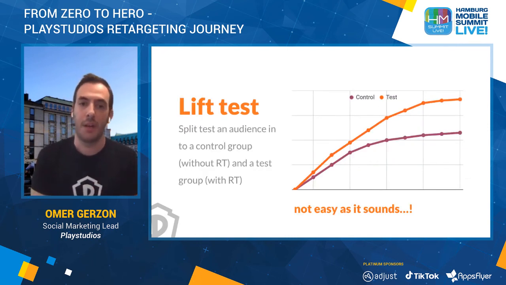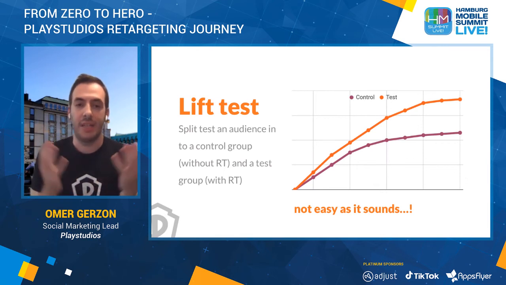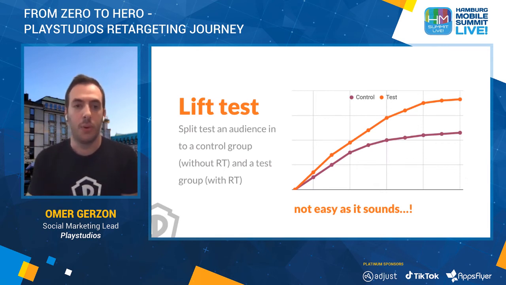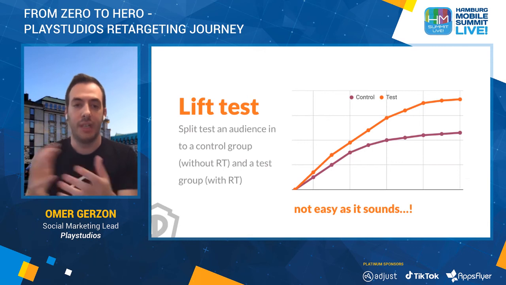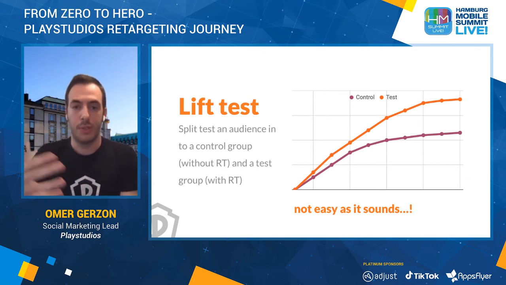You might be familiar with that as well. It's when you take this audience, split it into two groups. For one group, the control group, you don't present or serve retargeting ads. For the other group, the test group, you do present retargeting ads, and then you want to see how retargeting creates a lift in revenue over time.